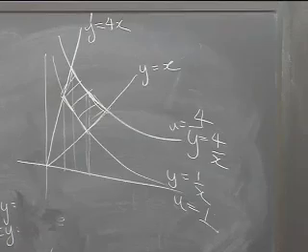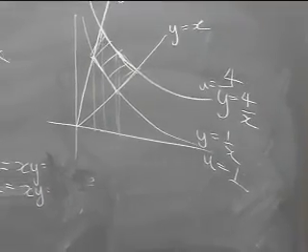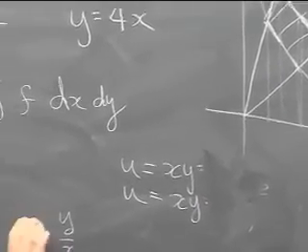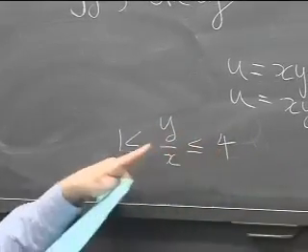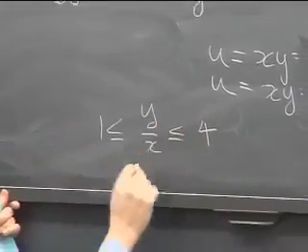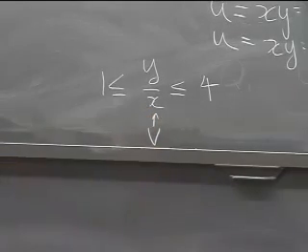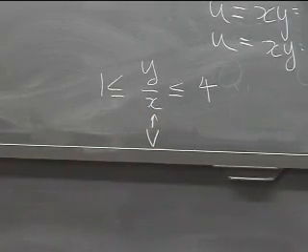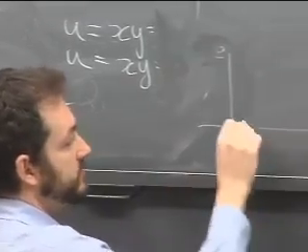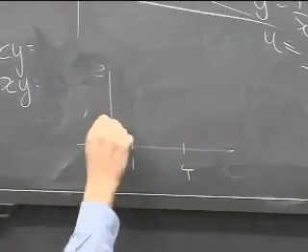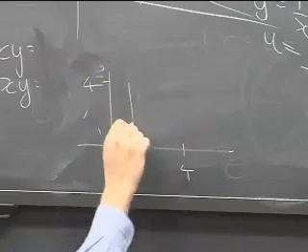And then the other one, you can write the curves as y over x goes from 1 to 4. Right? Y equals 4x or y equals x. And so call that v. And that's a decent substitution in this problem. And that will change the region in xy coordinates to uv going from 1 to 4, which is just a square.